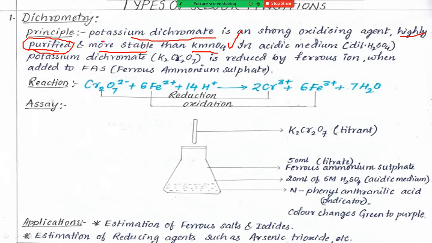So that's why we can call potassium dichromate a primary standard solution. Whereas potassium permanganate is not a primary standard solution. Why? Because it has many impurities, it has very good reactivity, and it is less stable when compared to potassium dichromate. So that's why potassium permanganate is a secondary standard solution and potassium dichromate is a primary standard solution, right? So this is dichrometry, which comes under redox titration.